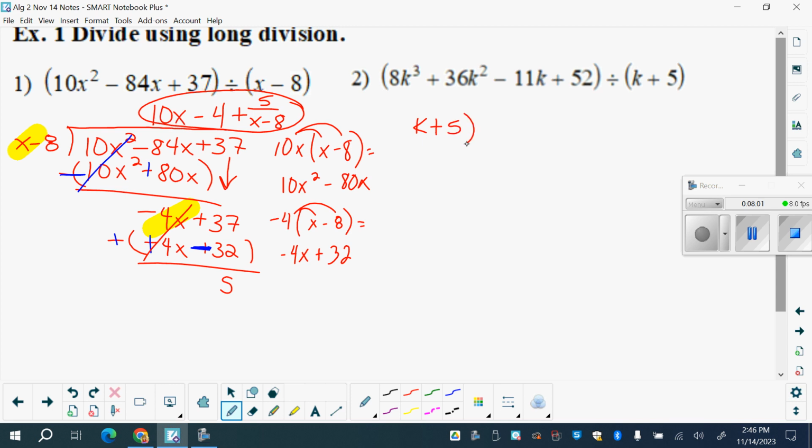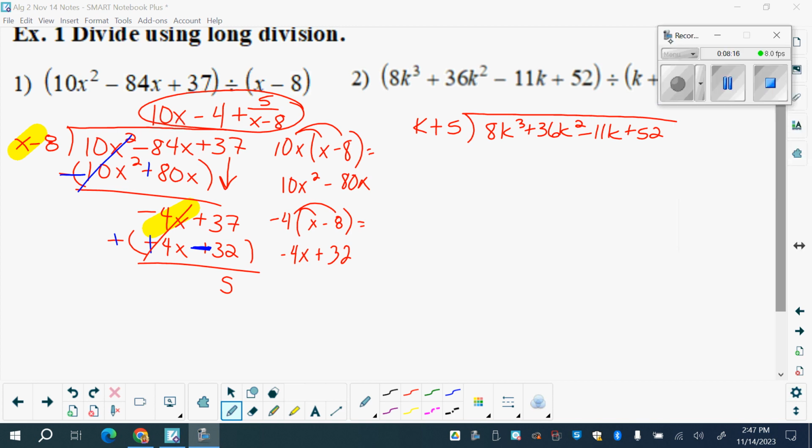Put the k plus 5 on the outside. 8k to the third, 36k squared, minus 11k plus 52. Hey, anybody know what to do first? 8k. 8k on the top. So is it going to be an 8k or 8k squared? 8k squared, because I need to get to 8k to the third from the k. Does that make sense? So I put it up above the k squared.